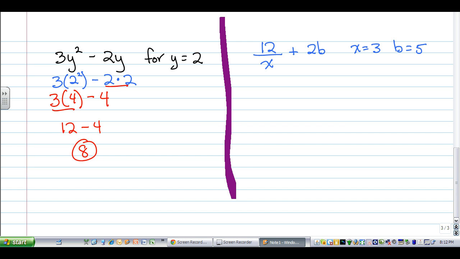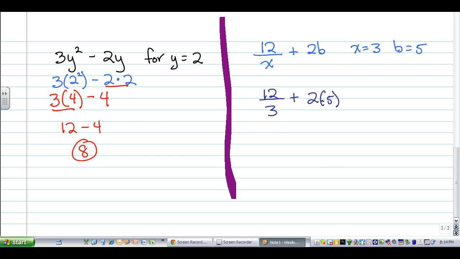Here's one last example, and this time we have 2 variables. Here is my algebraic expression. It has the variable x and a variable b. And over here, it tells you what x is and what b is. And all we have to do is plug it in. All right? So I'm going to plug in 12 divided by, over here, 3. Let's make that a better 3. 12 divided by 3 plus 2 times b, and b is 5, so 2 times 5. Now all my variables, I've now put in the number that they represent, and now I can follow PEMDAS.